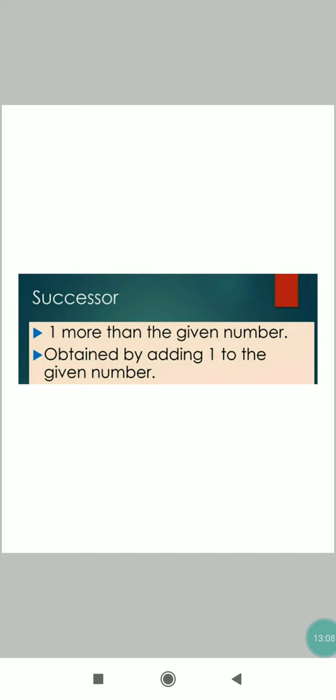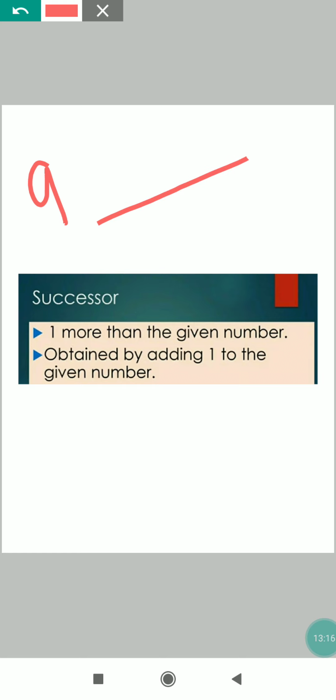Okay, adding one to the given number, what does it mean? Suppose, student, if it is written 9, you have to write the successor of that 9. Then what will you write? Obviously 10 you will write. So how have you got that 10? You have added 1 in this 9. Then you have got 10. So that is only saying one more than a given number, or else we can get that by adding 1 in that number.